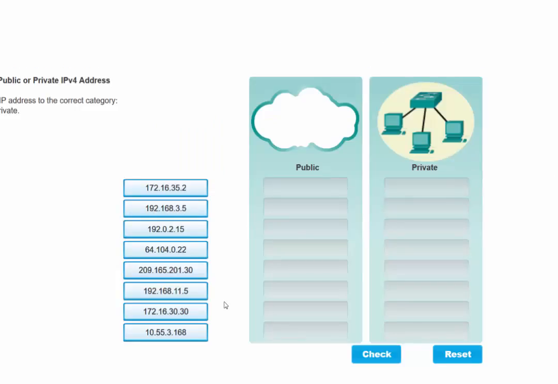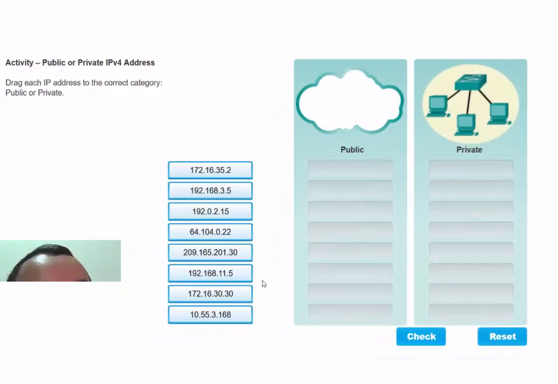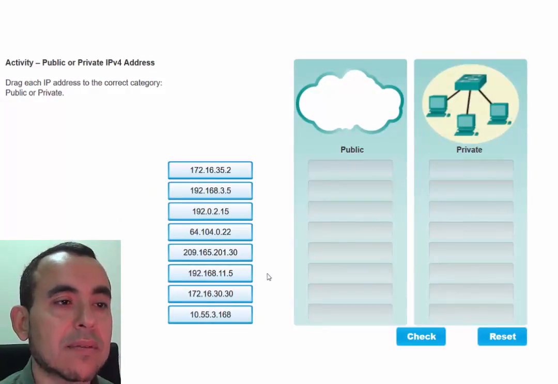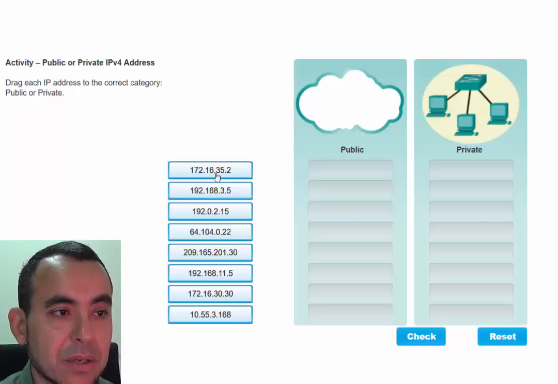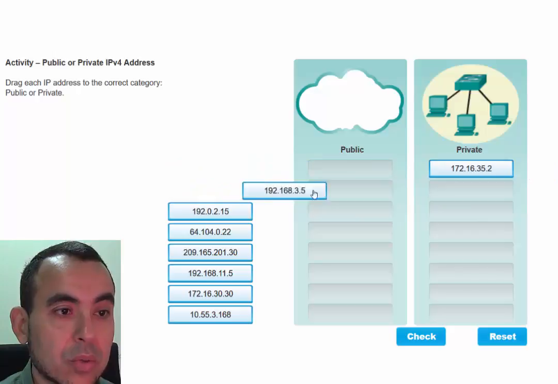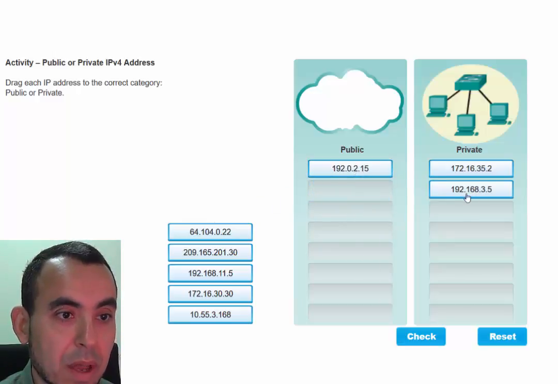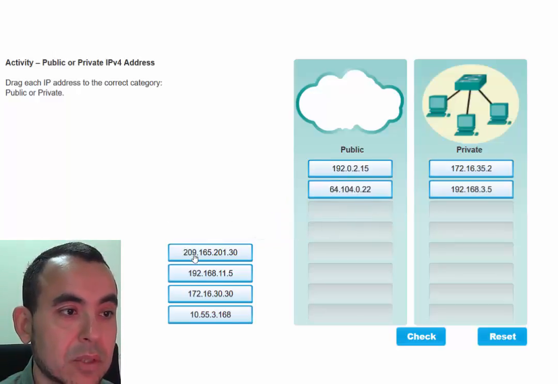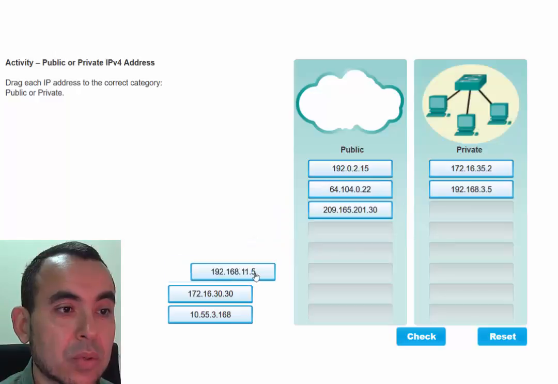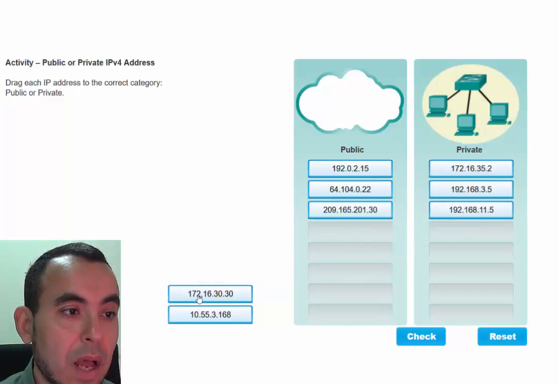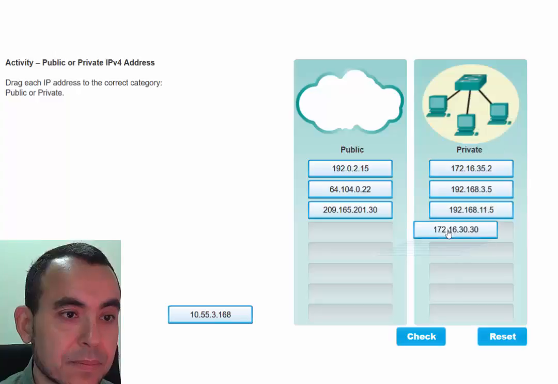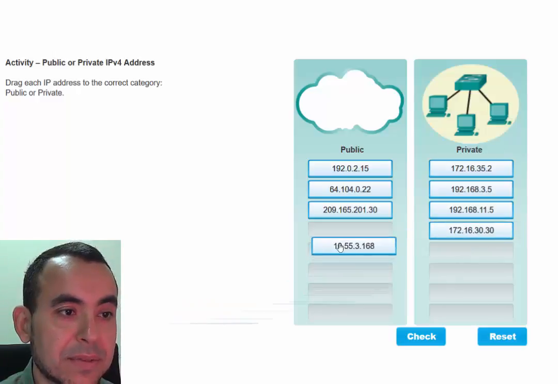So this exercise gives us the ability to categorize public and private IP addresses. 172.16, this is a private IP address. 192.168, this is a private IP address. 192.0, remember this is a public IP address because the private one starts with 192.168. 64, this is public. 209, this is public. 192.168, this is private. 172.16, this is private. And then 10.55, this is public.